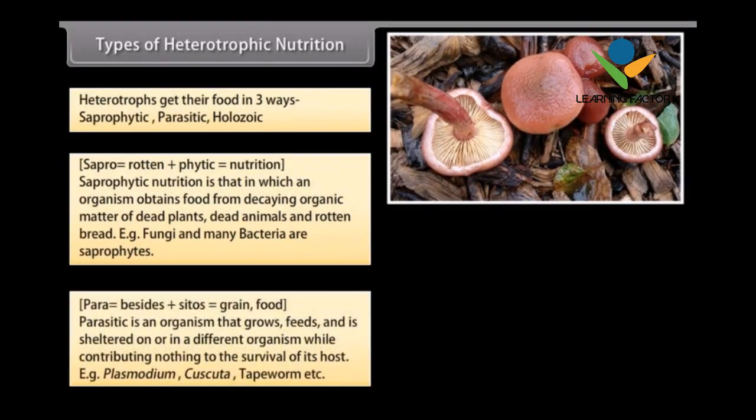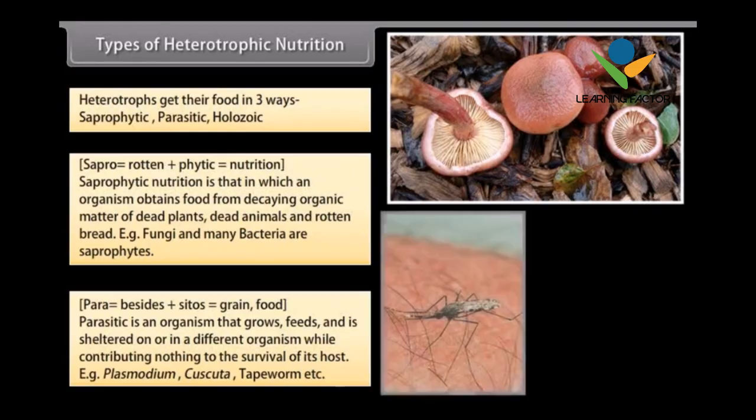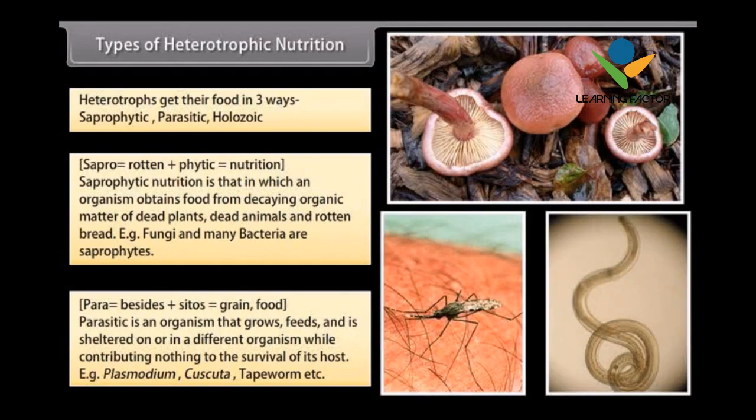Para means besides, and cytos means grain or food. A parasite is an organism that grows, feeds, and is sheltered on or in a different organism while contributing nothing to the survival of its host. That is, Plasmodium, Cuscuta, tapeworm, etc.